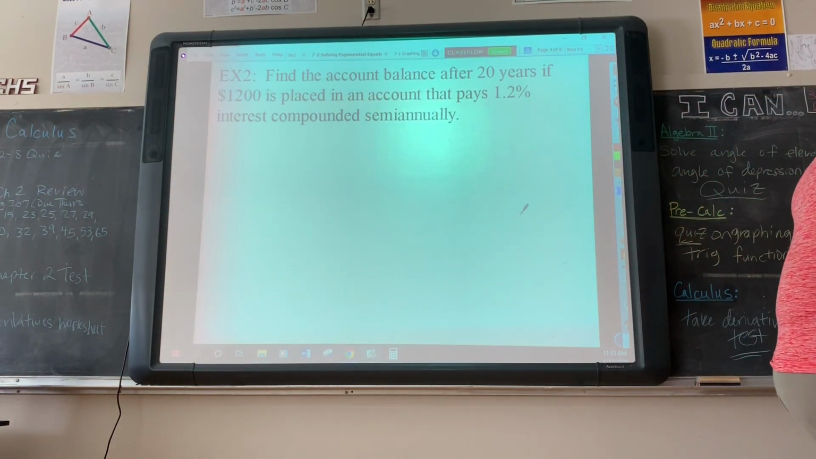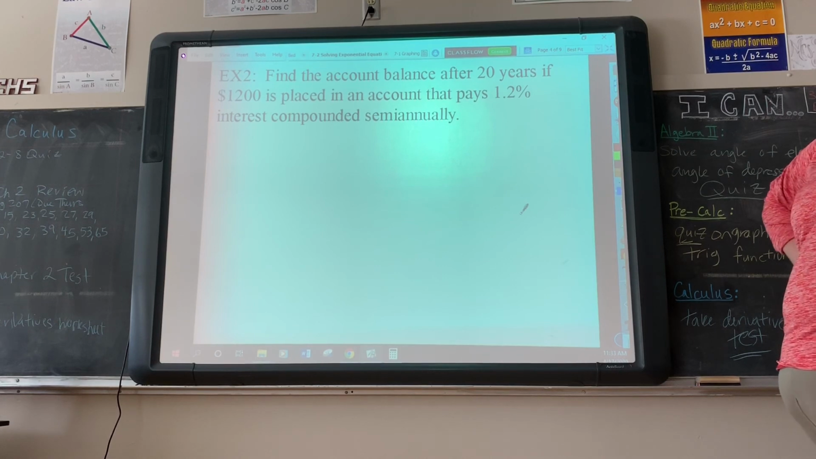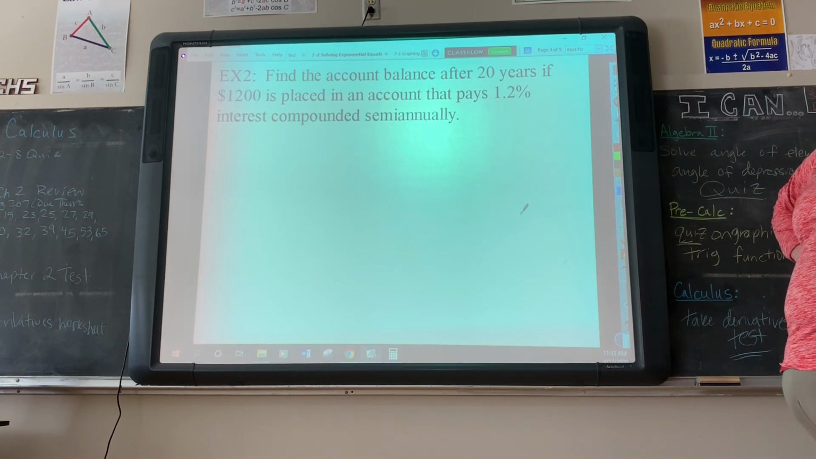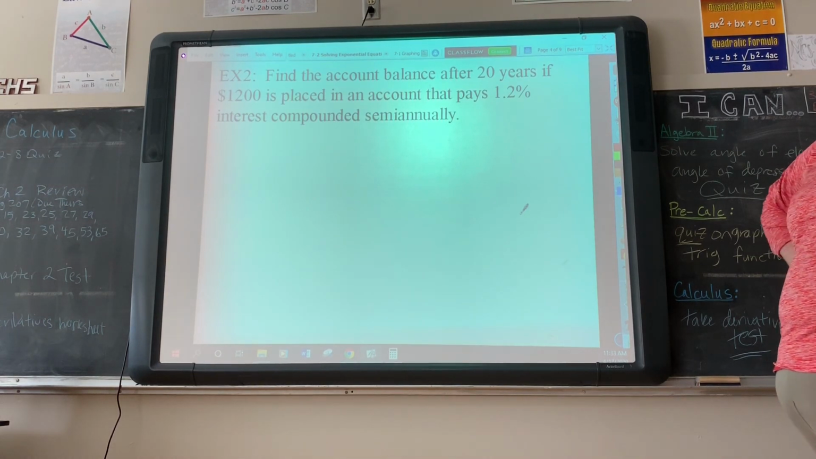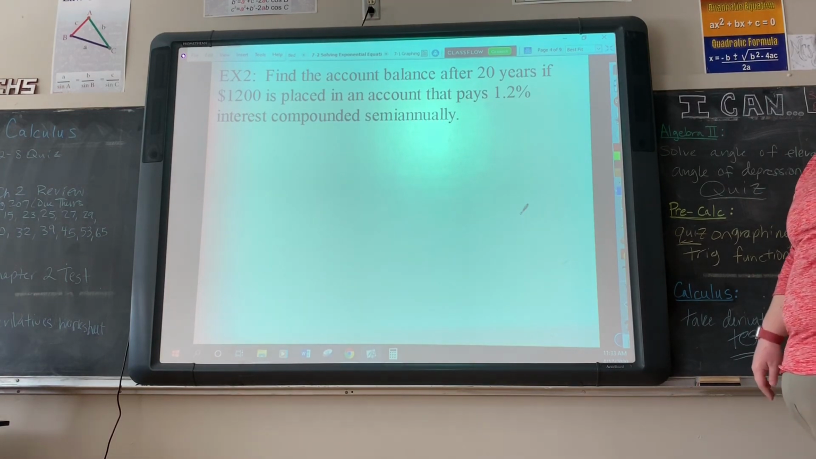So we're finding the account balance after 20 years. If $1,200 is placed in an account that pays 1.2% interest and compounded semi-annually. Okay. So a couple things to compare this to the last one. For one thing, we're not getting the interest quite as much because we're getting it semi-annually instead of quarterly. The other thing is we had a higher investment to start with, and also we had a higher interest rate. So this one probably won't be as good. It's a little more accurate with what savings accounts are right now, but even then 1.2% is a little higher than regular savings accounts. But this will give us another point of reference for compound interest.